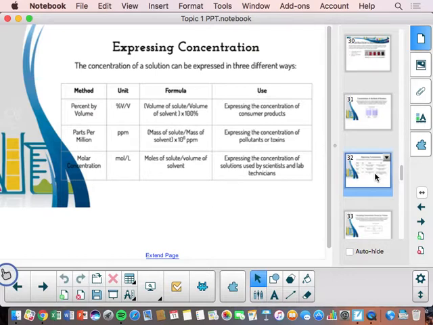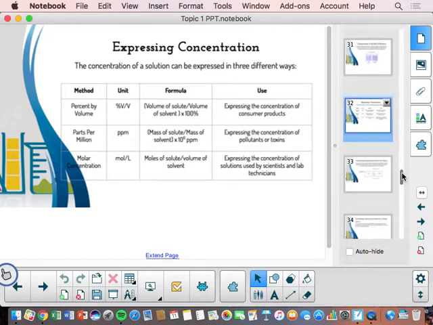And the last one is molar concentration. You may have done this in Science 10. I can't remember for sure, but we'll definitely review it here. This is the moles of solute over the volume of solvent in liters. This is the concentration of solutions used by scientists and lab technicians, so we often use molar concentration in science. Parts per million is used for pollutants in the environment. Percent by volume is normally used for products that you might buy.